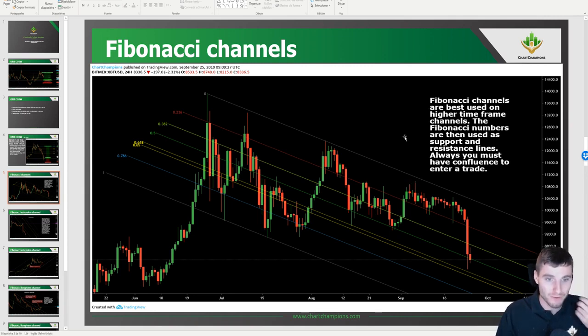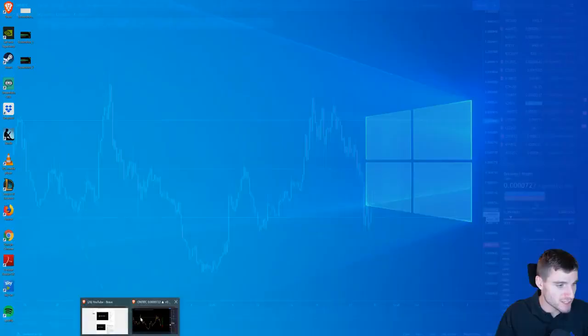And this is where, as you're seeing in the next few slides, you must be using confluence with this. I wouldn't ever use it alone, by the way. But it's nice to see confluences, so that this is a perfect level. Right now we're sat more or less around the 0.5 of this channel. So let me load it up on a chart and show you exactly how you use this.